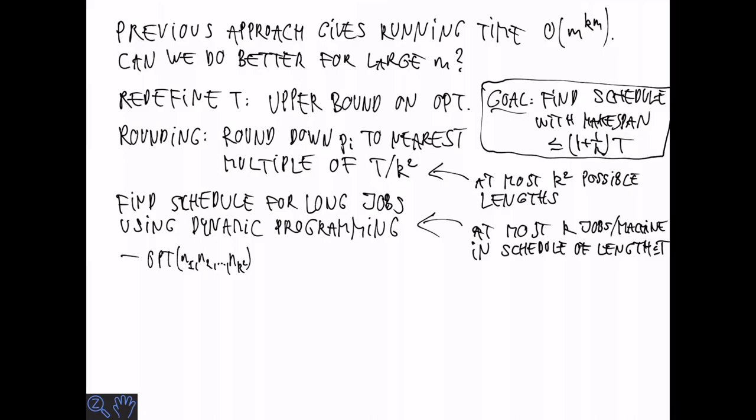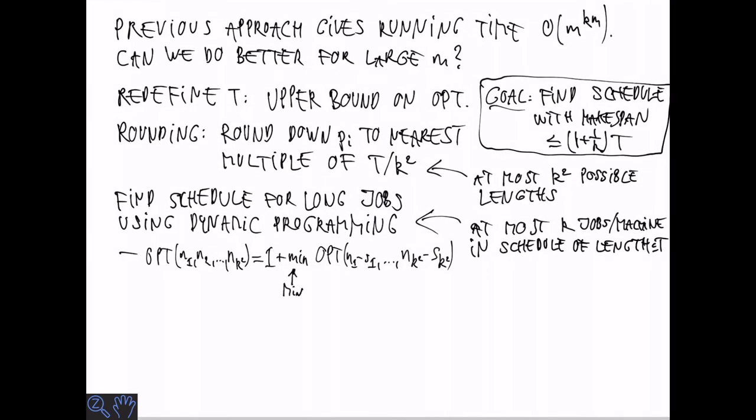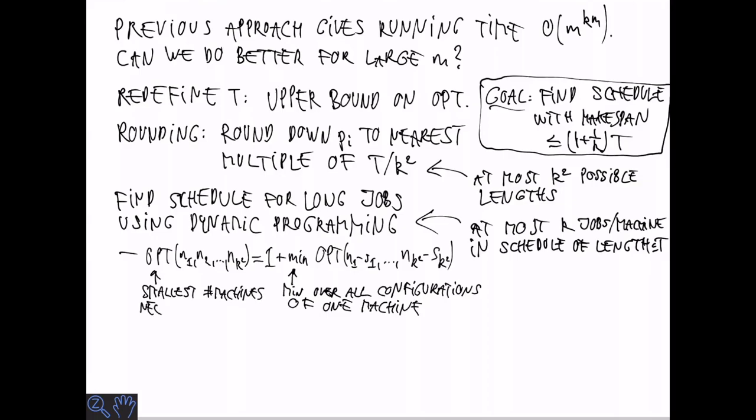We define opt(n_1, ..., n_{k^2}) as the smallest number of machines needed to execute a workload with max makespan at most t. Such an optimal schedule must consist of assigning jobs to one machine in some way, and then assigning jobs optimally to the others. In other words, its value is equal to 1 plus the minimum over all ways of assigning jobs to one machine of the opt of the jobs that remain after assigning to one machine. So this gives a recurrence that we can use for dynamic programming.